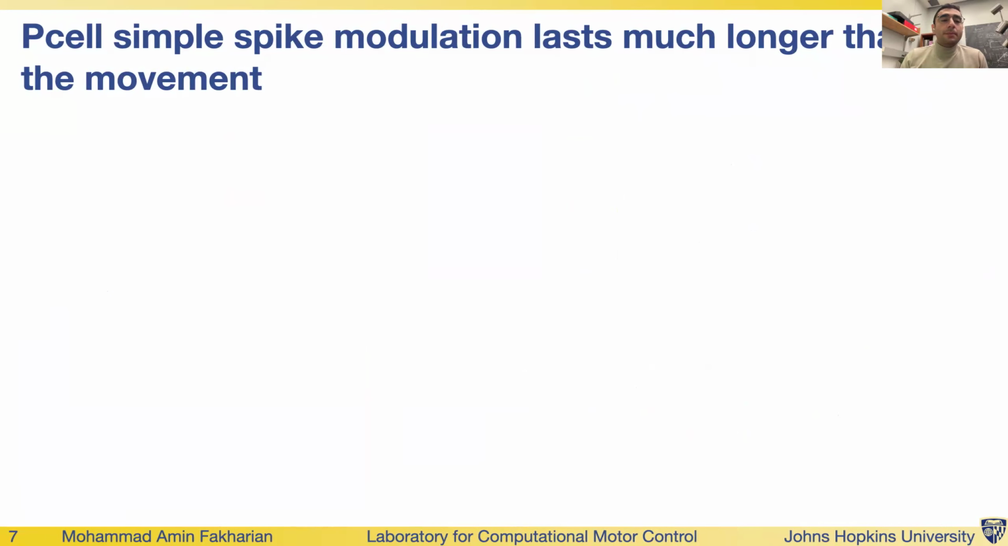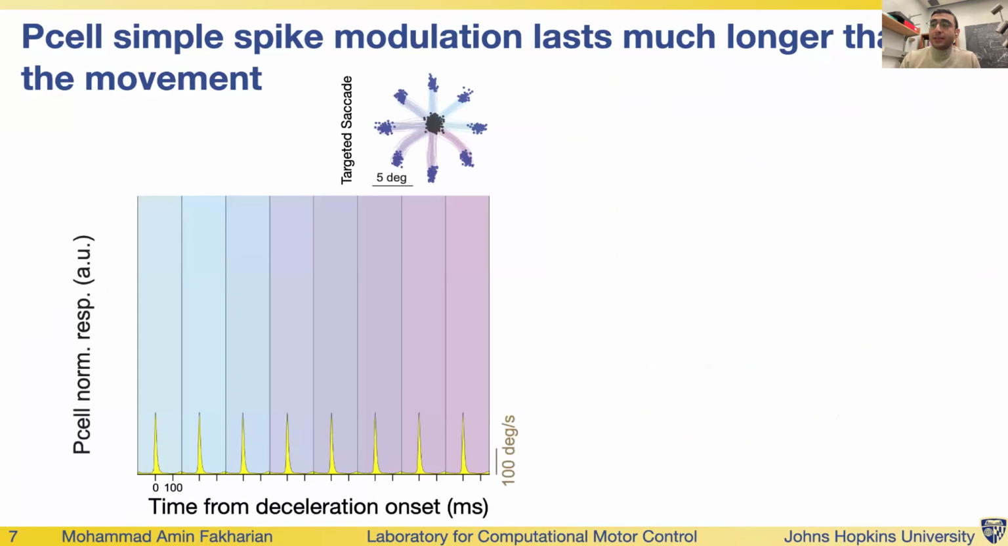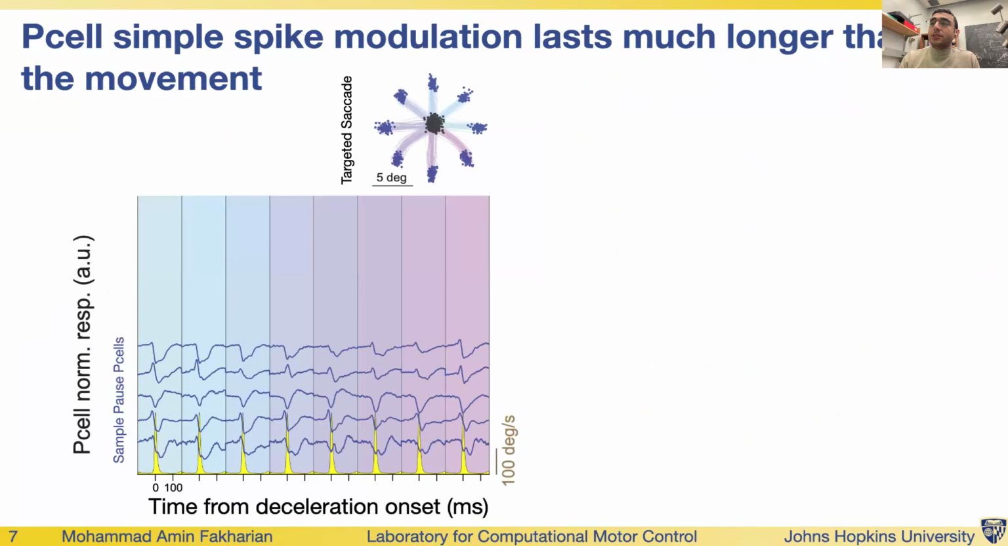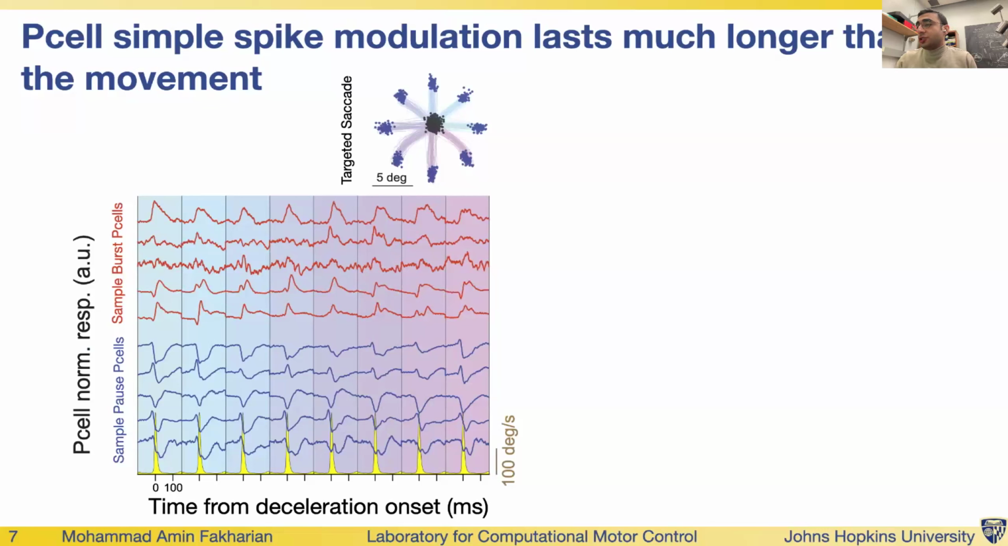Oh, okay. So let's look at the modulation of the Purkinje cell simple spikes, which is basically the output. And as we discussed, we are able to replicate the results that were already explained, where we look at the saccades to different directions. And here I'm showing you example cells. Some of the Purkinje cells pause, some of them burst. Each row is one Purkinje cell, and these are the responses to different directions of the movement. The first thing is that they burst or pause toward all directions, and also their modulation lasts way longer than the movement duration.